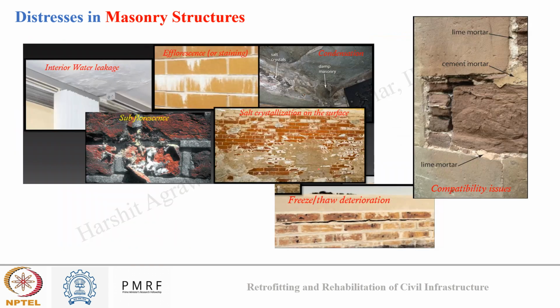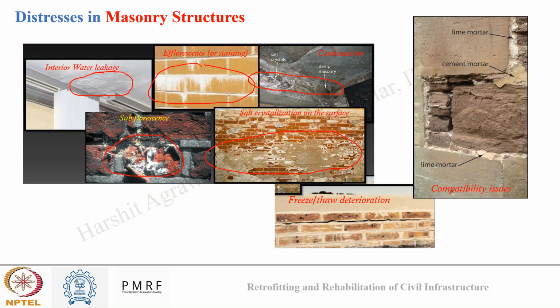Okay, then there can be different kinds of leakages and stains that appear on masonries, like water leakage can appear on the masonry structure like this. Efflorescent staining can be seen on the masonry. Damp patches can be observed on the masonry. Subflorescence action can appear on the masonry. Crystallization of salt can appear like this on the masonry. So these are different forms of minor distresses and how they appear on the masonry.